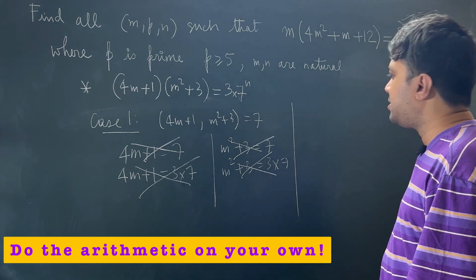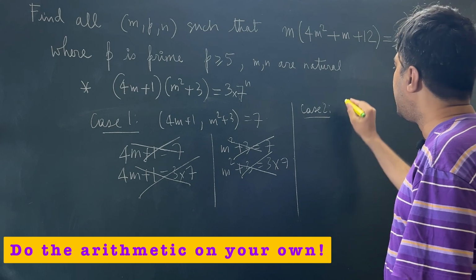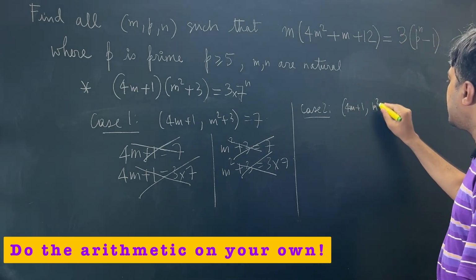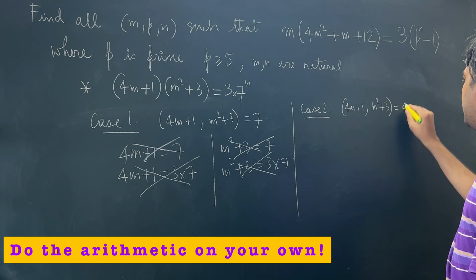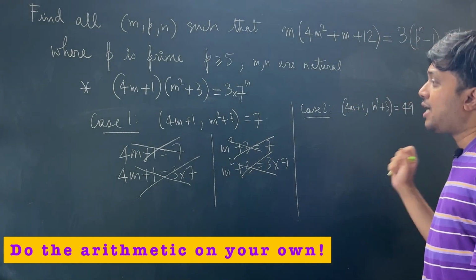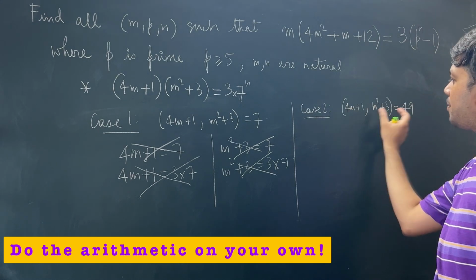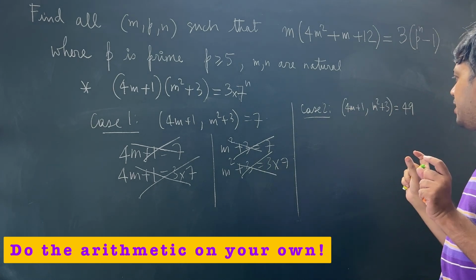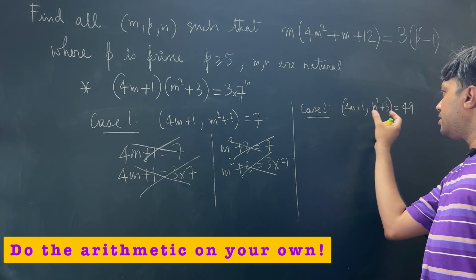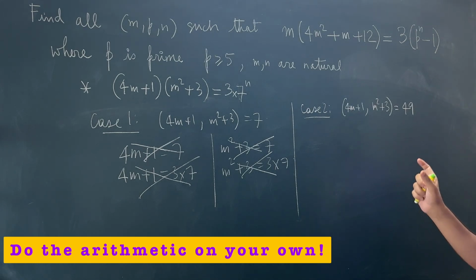The only other case that is remaining is case 2, and that is when the GCD of 4m plus 1 and m squared plus 3 is 49. So this is the only other case that is left. Now what does that mean? What does it mean to say that the GCD is 49? It means both of them have a factor of 49 in them, and that is the greatest common factor.